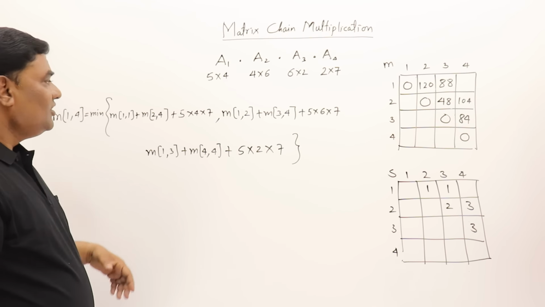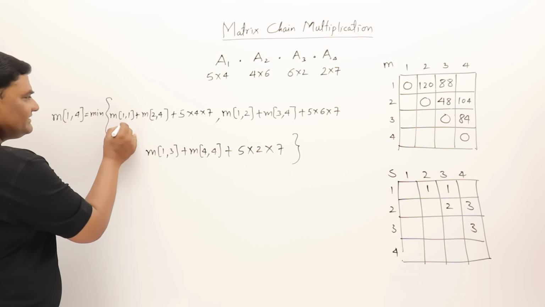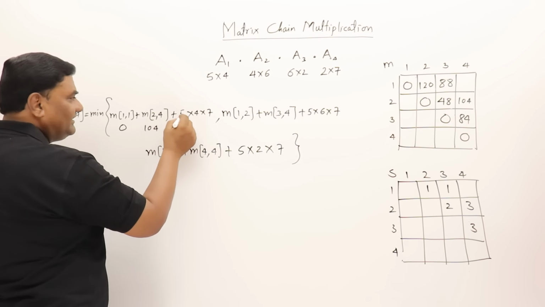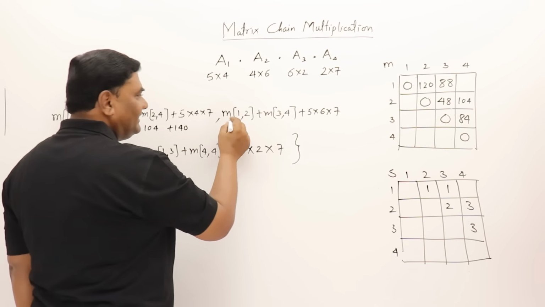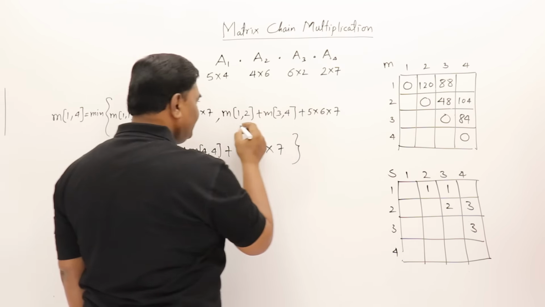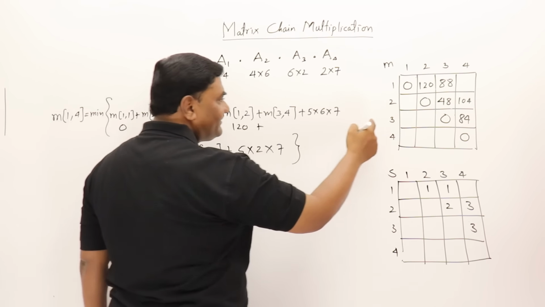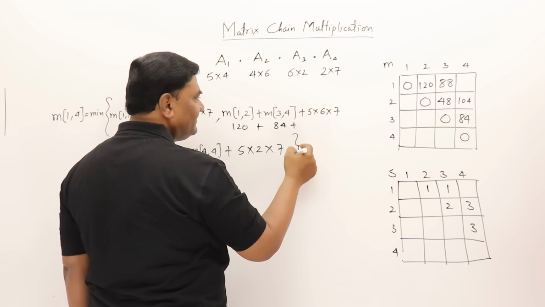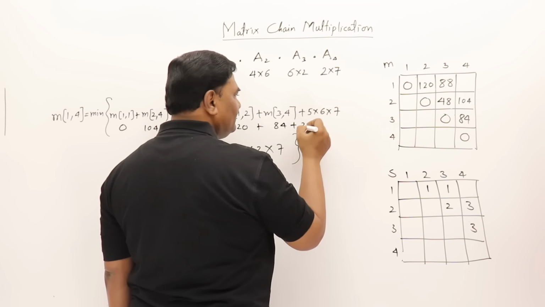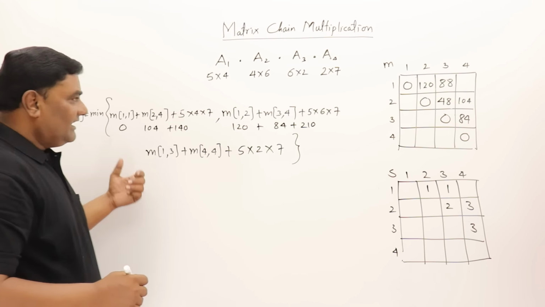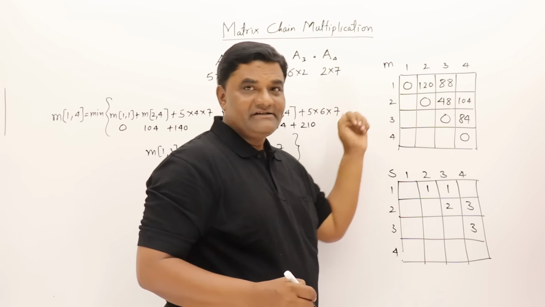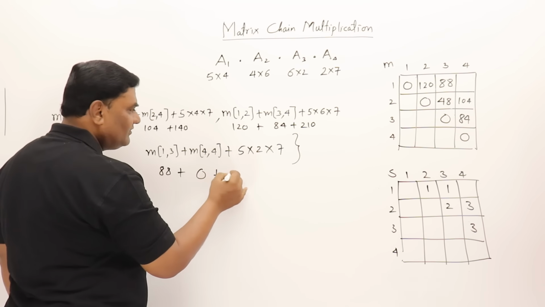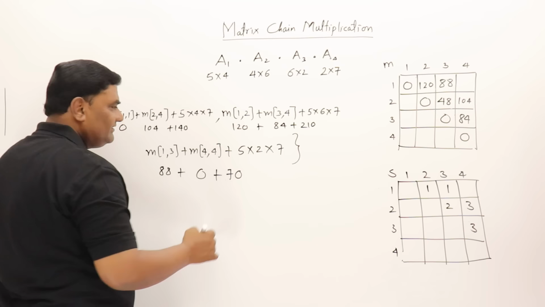I have to find out what is the cost of this one. See, this is 0 and 2 comma 4 is how much? 104. 104 and this is 40. And this is m of 1 comma 2, how much? 120 plus 3 comma 4 is 84 plus 210. M of 1 comma 3 is how much? 1 comma 3 is 88. This is 88 plus 4 comma 4 is 0 and this one is 70.